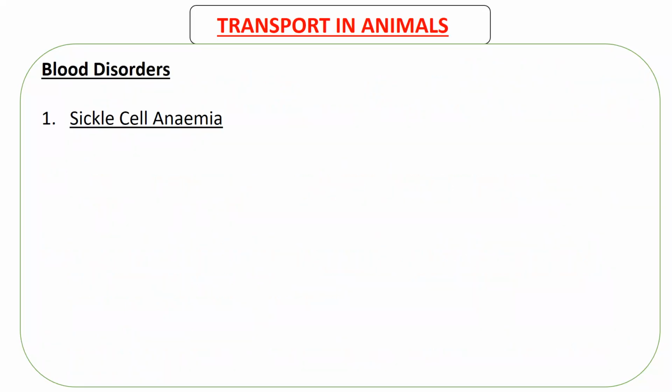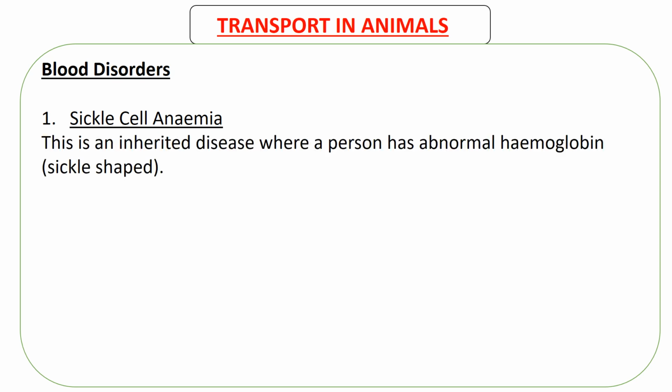Next, we look at blood disorders. We're going to start with sickle cell anemia. This is going to be very short. This is an inherited disease where a person has abnormal hemoglobin. By inherited, it means you get it from your parents. That's what it means by being inherited.